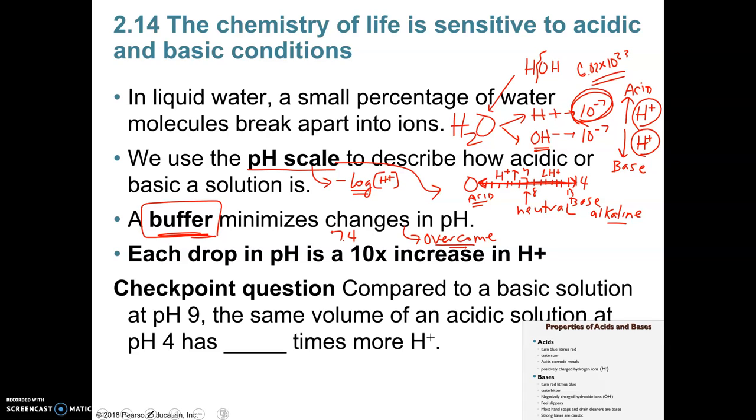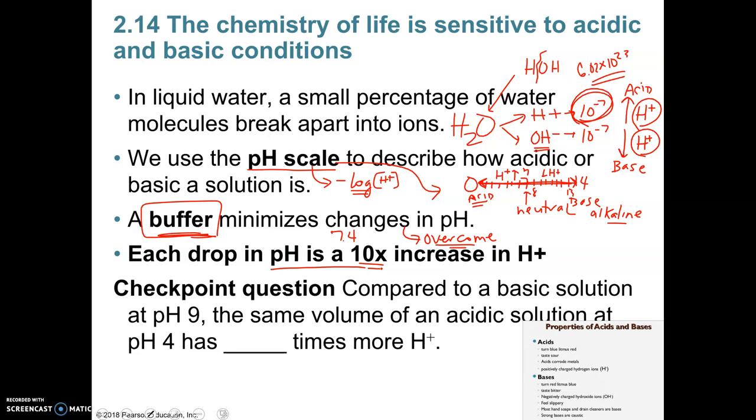The last thing they mention here is that a drop in pH is a 10 times increase in hydrogen. That's because of the way that it's calculated. So we said that as the pH goes down, the hydrogens go up. The amount they go up is 10 times for every pH number. So just to show you this checkpoint question, you won't have anything this difficult on the test.